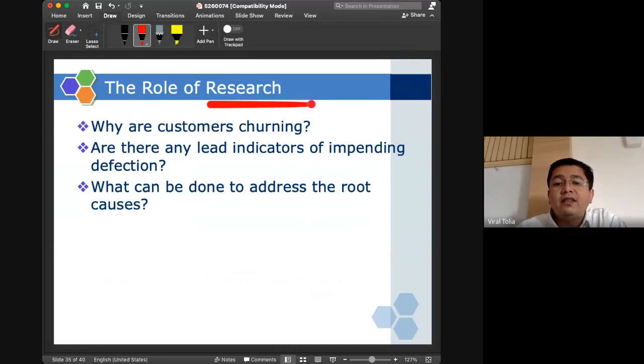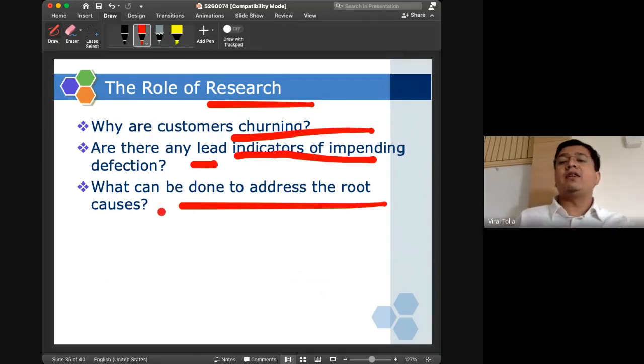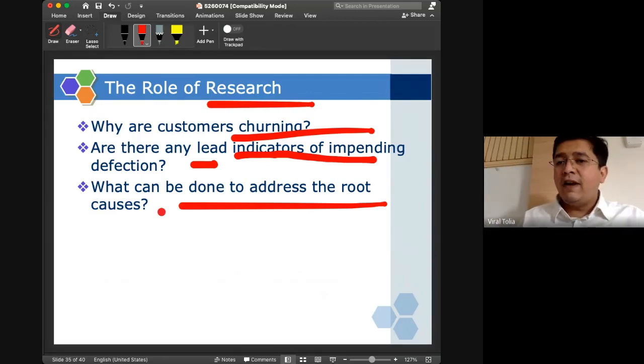The role of research is very important when you're talking about now the customer has been retained, but how will you develop them? This question is very important to us from the business point of view. Why are customers churning? Are there any lead indicators of why they are not able to be retained or are moving towards defection? What can be done to address this root cause? You need to answer in your research what has changed, that in the last 5 years I have lost more than 60% of the customers.